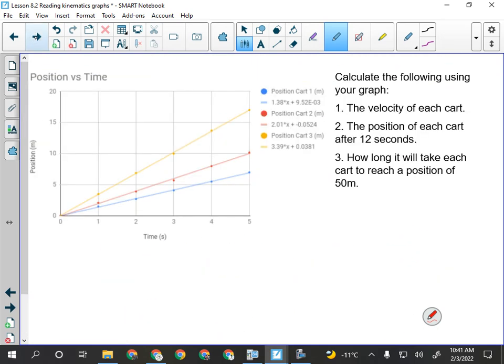So here's another position versus time graph. This one has 3 carts on it. This is actually very much like what we're going to be doing on Monday when we do our first lab on position versus time graphs. Using the equations for the lines there: for cart 1, y equals 1.38 times x plus 9.52 times 10 to the minus 3. For cart number 2, it's 2.01 times x plus negative 0.0524. For cart 3, y equals 3.39. So you've got the equations for each cart. I want you to answer those 3 questions about each cart. So you're going to be doing 3 things for each question.